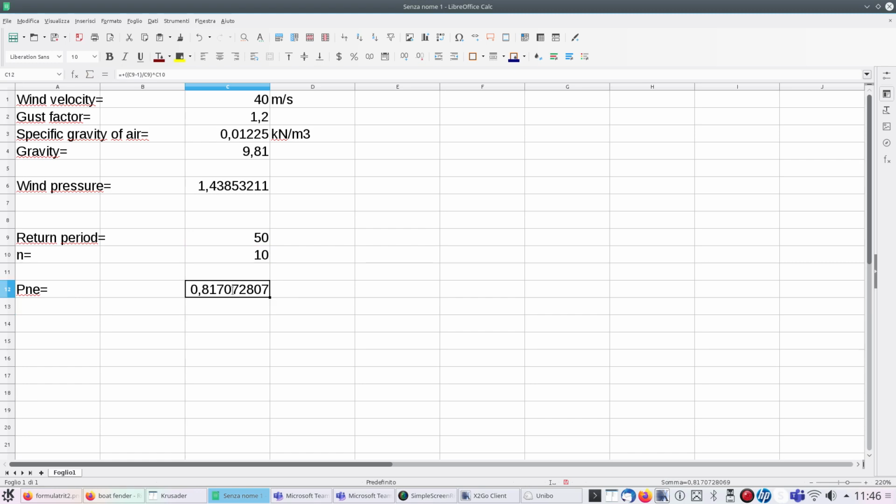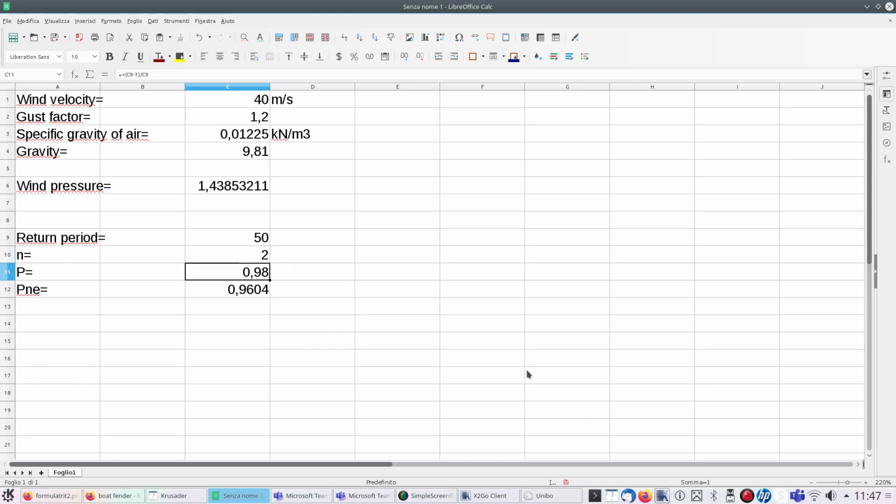So this is the probability that a given wave height of return period 50 years is not exceeded in 10 years. Let me now compute the individual probability for a single year that the given wave height is not exceeded. And this is just t minus 1 divided by t. No, sorry, this is a mistake. Divided by t. Okay, good. So you see that the probability for a single year is 0.98, which should be the same probability that I get if I put one here.